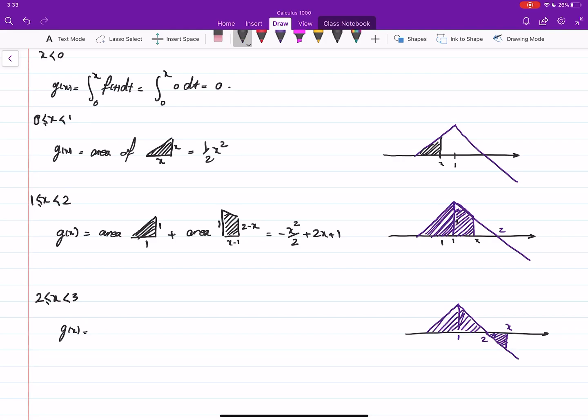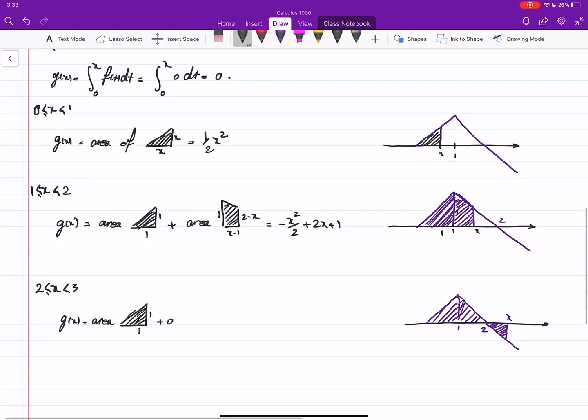What you have to know is that now we are dealing with 3 regions. So area of this complete right triangle, which is 1, 1, the width and height, plus area of another complete triangle, which is this piece. Again, this is 1, 1. But the last triangle is below the x-axis, so we have to subtract the area of that part.